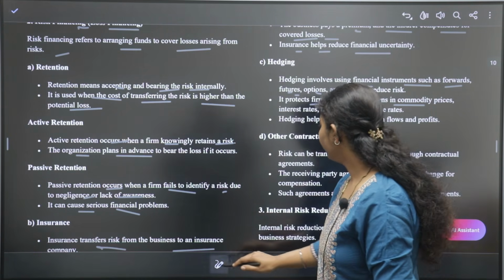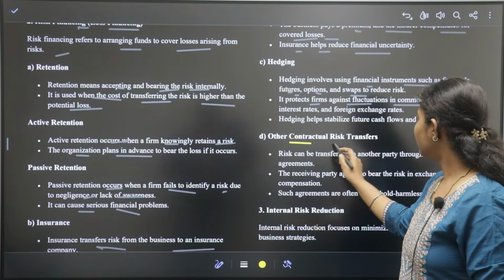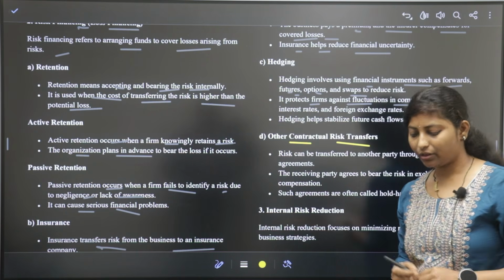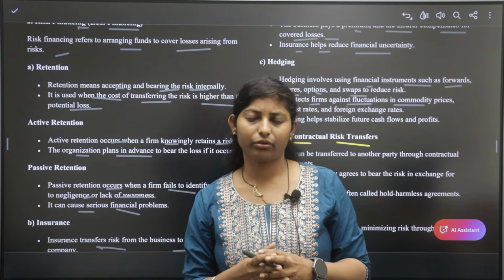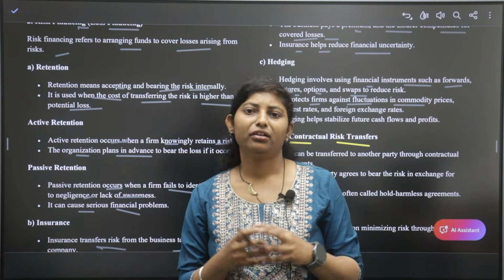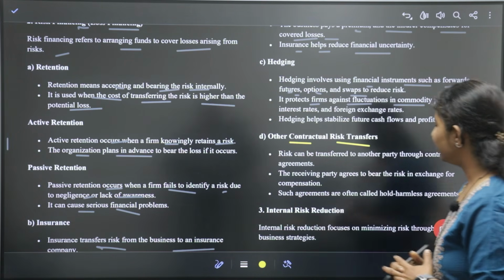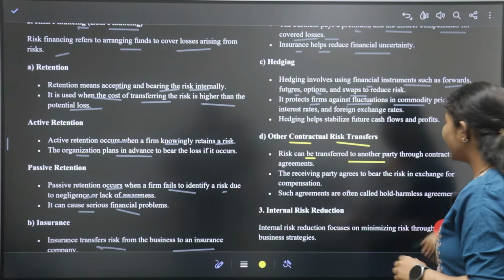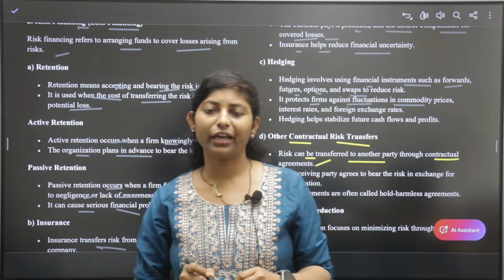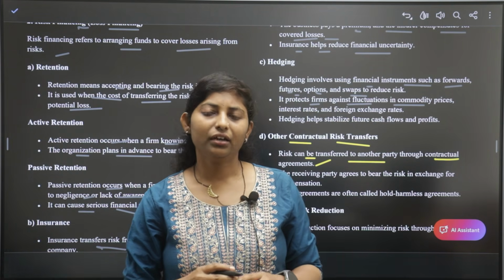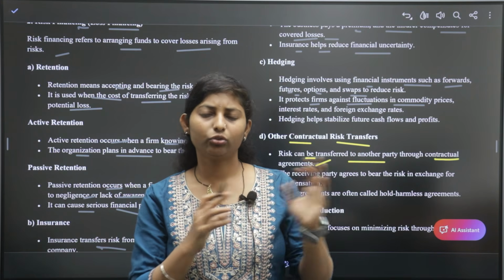And next, the fourth point in risk financing is other contractual risk transfer. We can also transfer risk to another person by making a contract, by having a mutual agreement with that person. Let's see how. Here, risk can be transferred to another party through a contractual agreement. In that agreement it is clearly mentioned that I am transferring the risk to the other person, where mutual understanding will be there.